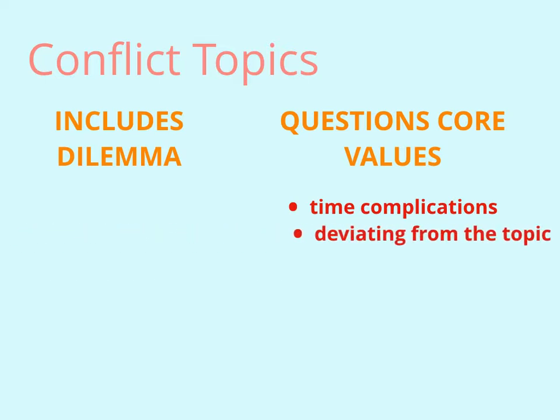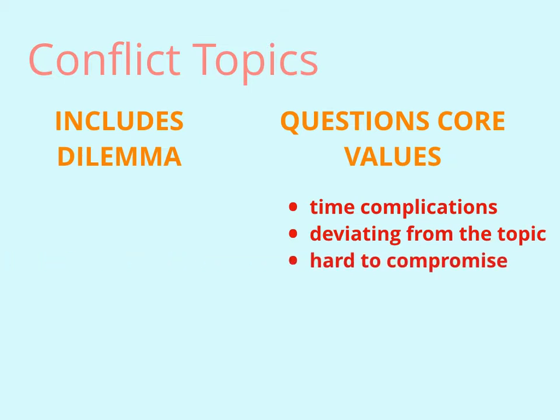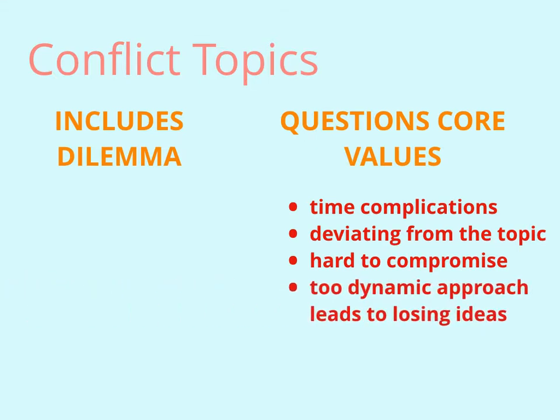The problem that you could also encounter is delegates deviating from the topic and actually starting discussions on unrelated issues. Delegates will often find a hard time finding compromise, and also it's really difficult to grasp the full scope of the conflict and take both sides of the conflict into account. Usually you will also encounter the fact that too dynamic an approach to chairing a conflict topic leads to losing ideas.